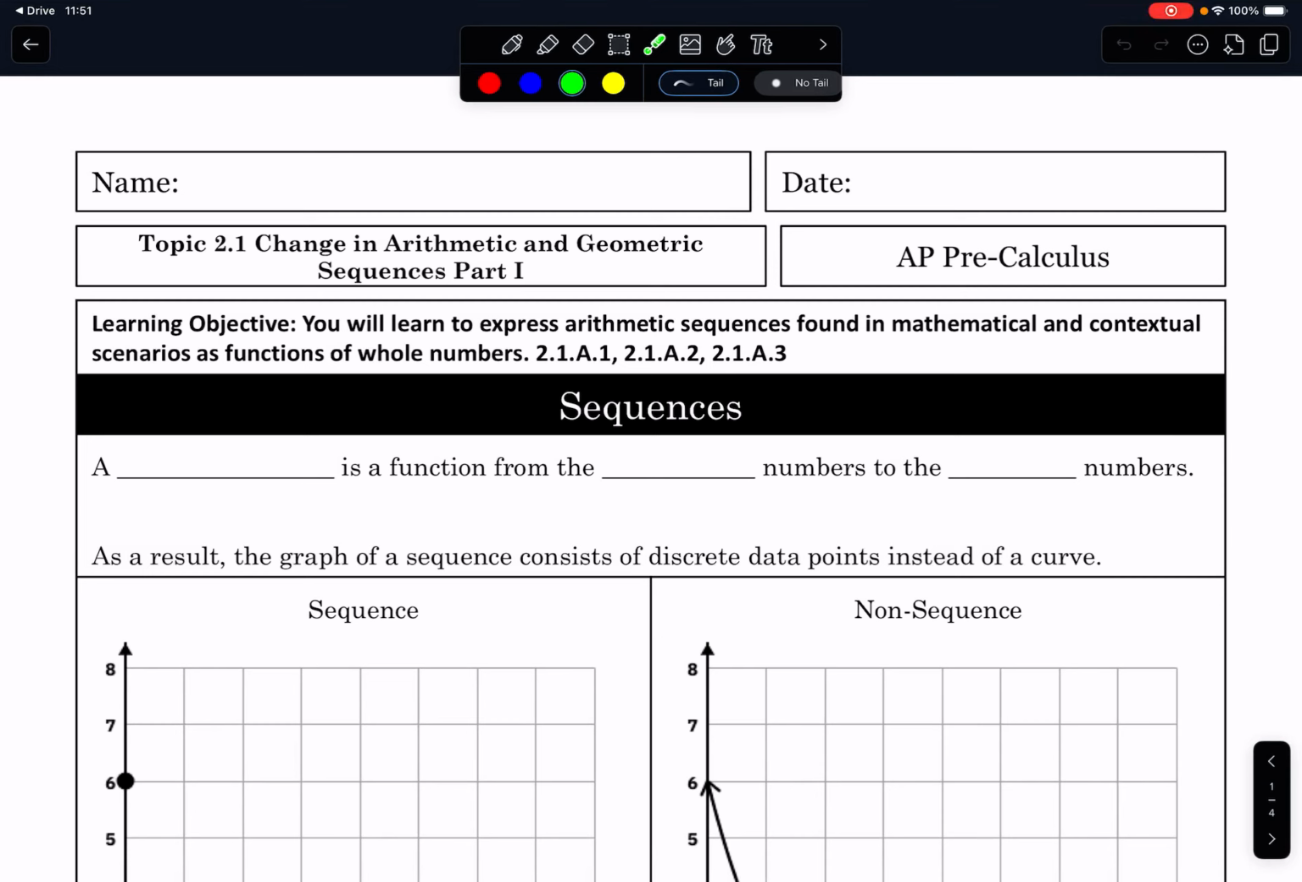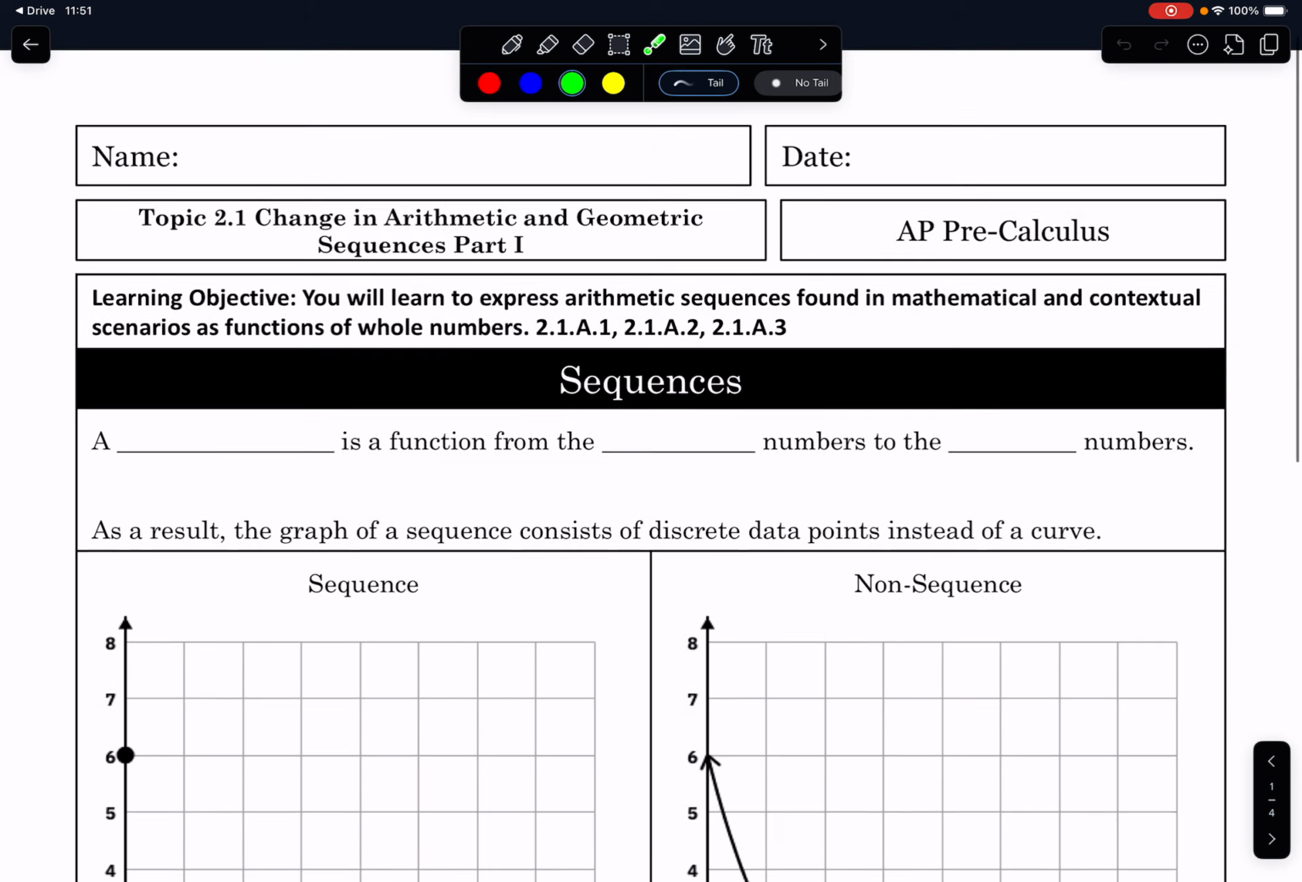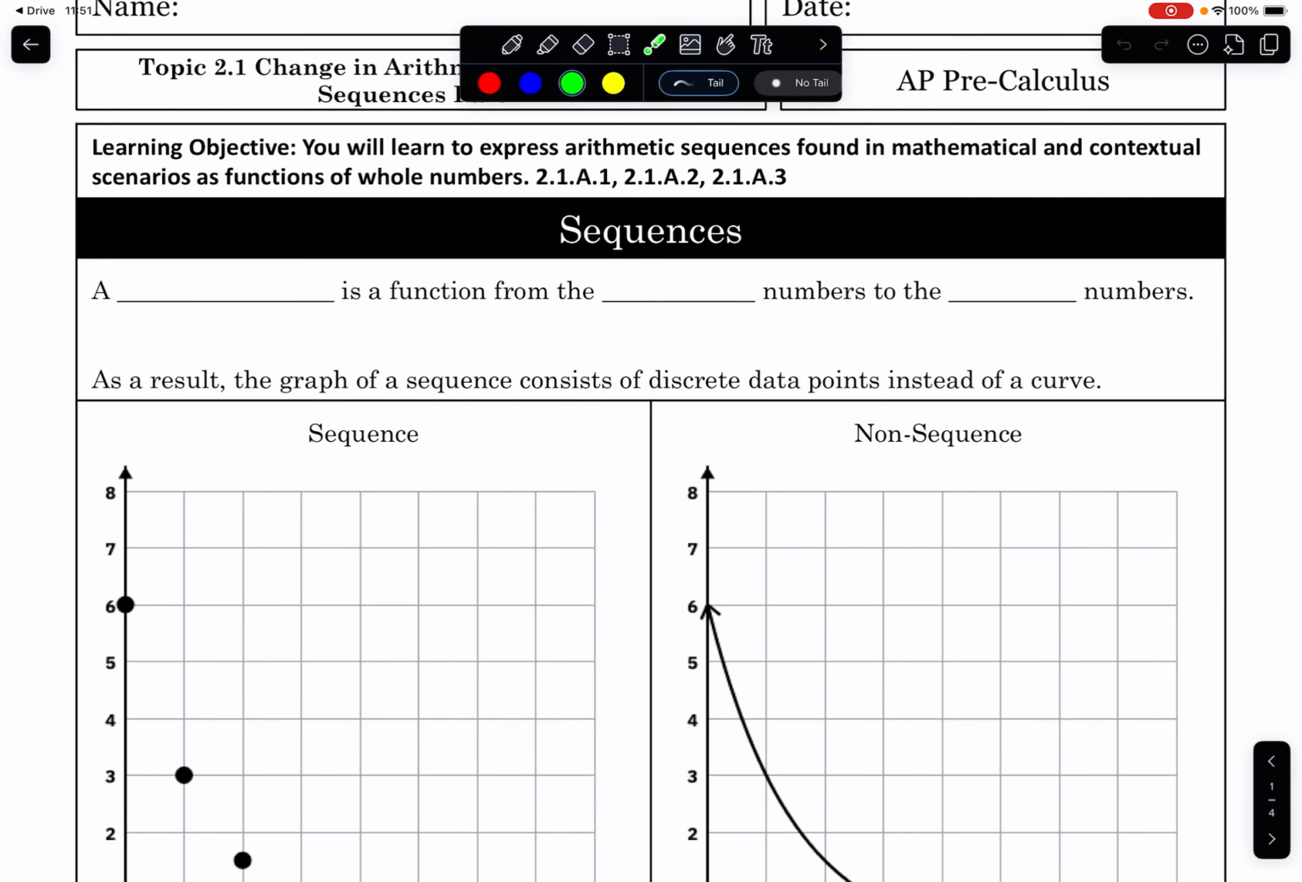In topic 2.1, change in arithmetic and geometric sequences, part 1, you're going to learn to express arithmetic sequences found in mathematical and contextual scenarios as functions of whole numbers. Let's begin by first going over what a sequence is. A sequence is a function from the set of whole numbers to the set of real numbers.